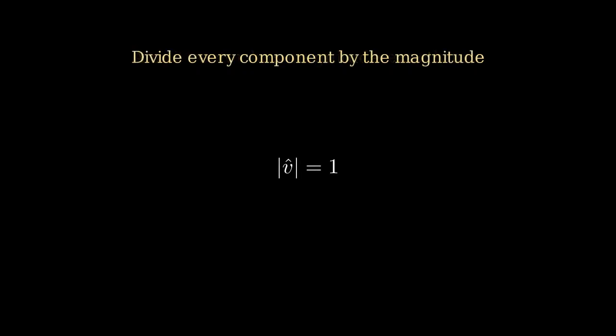To turn any vector into a unit vector, we divide every component by its magnitude. Now let's work through an example. We want to find the unit vector in the direction of v, where v equals the components 3, -4, 12.